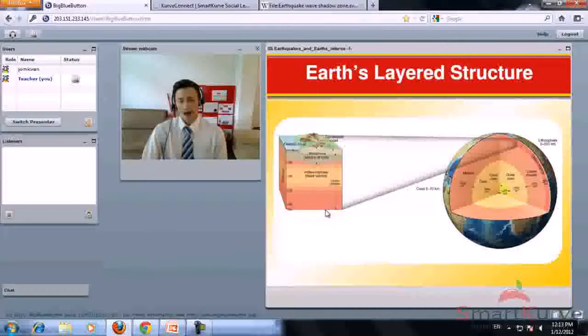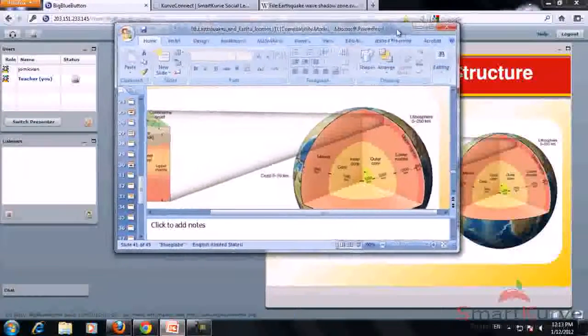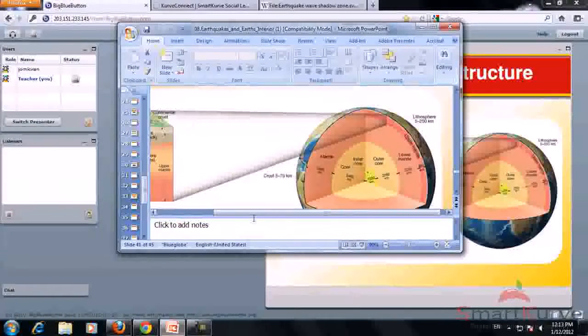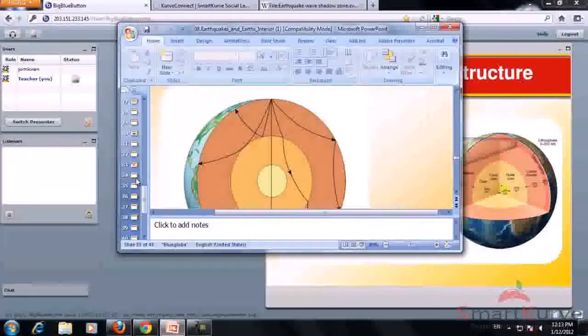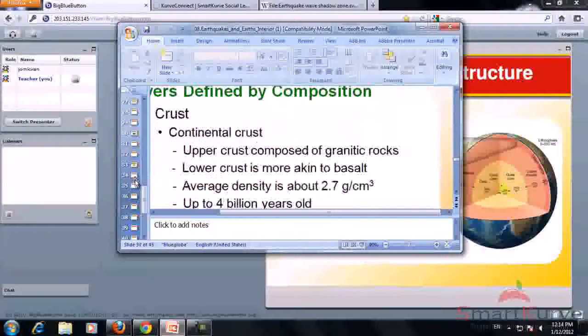That's the basic composition of Earth, but as I mentioned, this is a theory. We do not know this. As I mentioned earlier in the presentation, we actually know more about other galaxies than we know about the inside of the Earth. So let's move on.